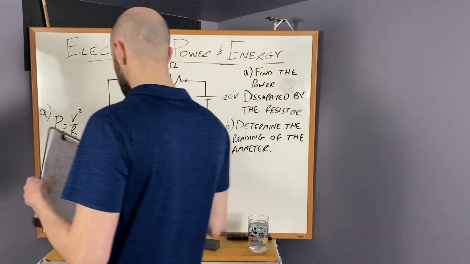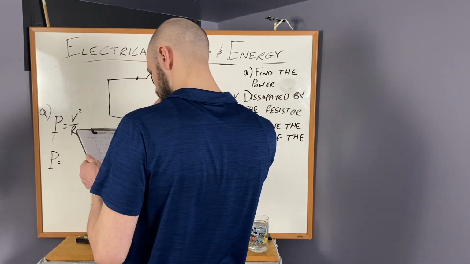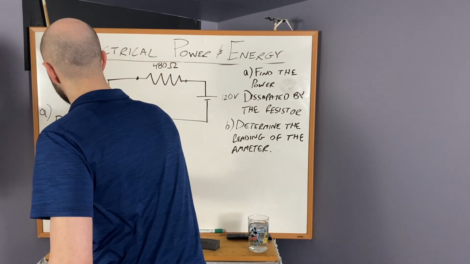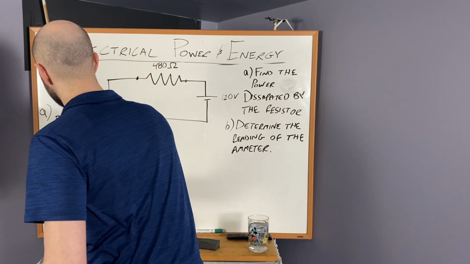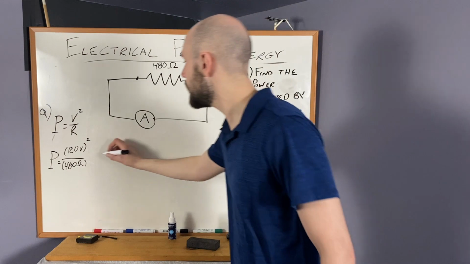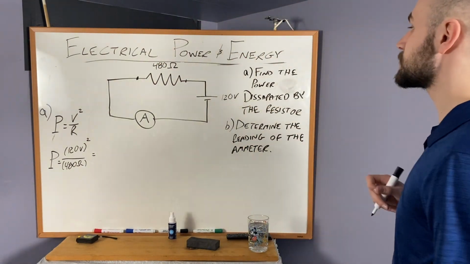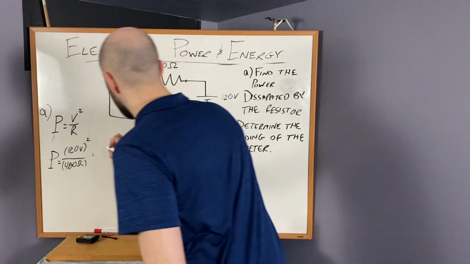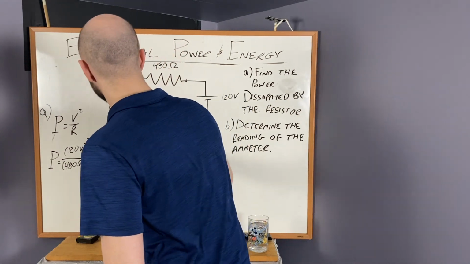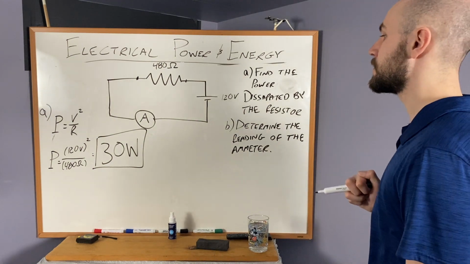Okay. P equals V squared over R, that's 120 volts, squared divided by 480 ohms. So we get the electrical power. Again, pause the video, work it out yourself, but that electrical power, when you work it out, should be 30 watts. There we go. So we know the power dissipated by the resistor is 30 watts.